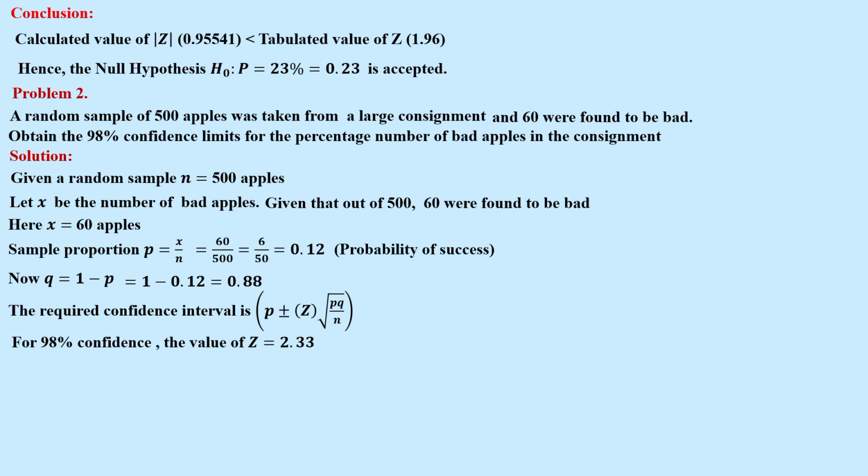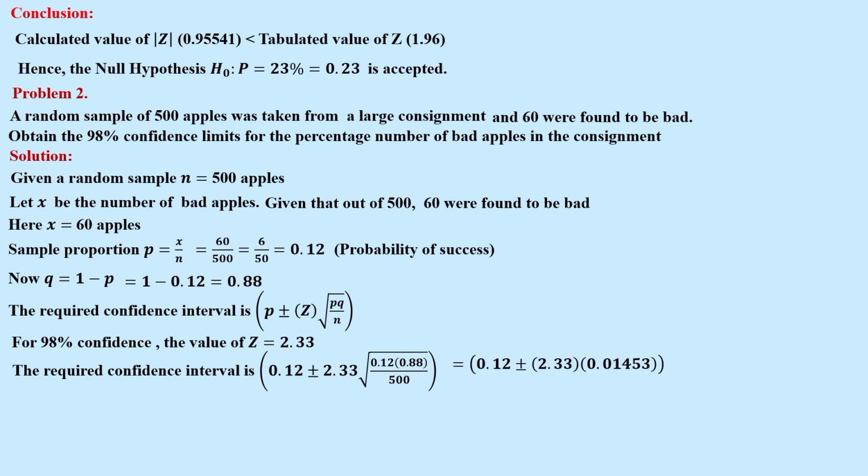Then substituting all the values, the confidence interval is 0.12 plus or minus 2.33 into root of 0.12 into 0.88 by 500. After simplification, you will get 0.12 plus or minus 0.03386. There are two values, plus or minus.